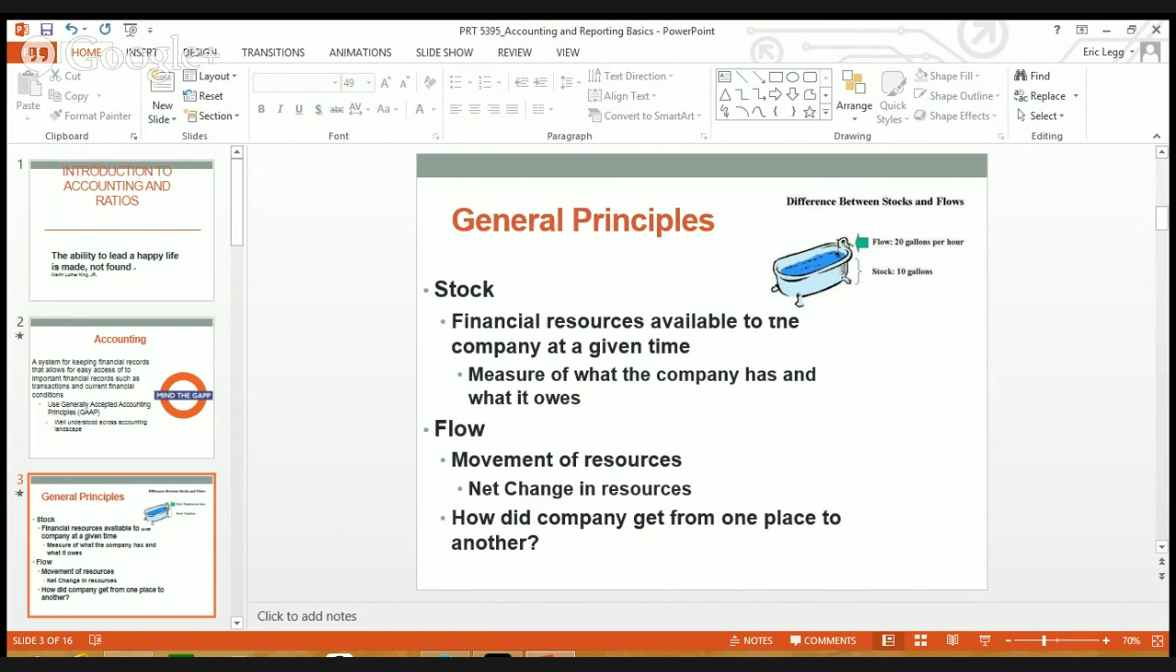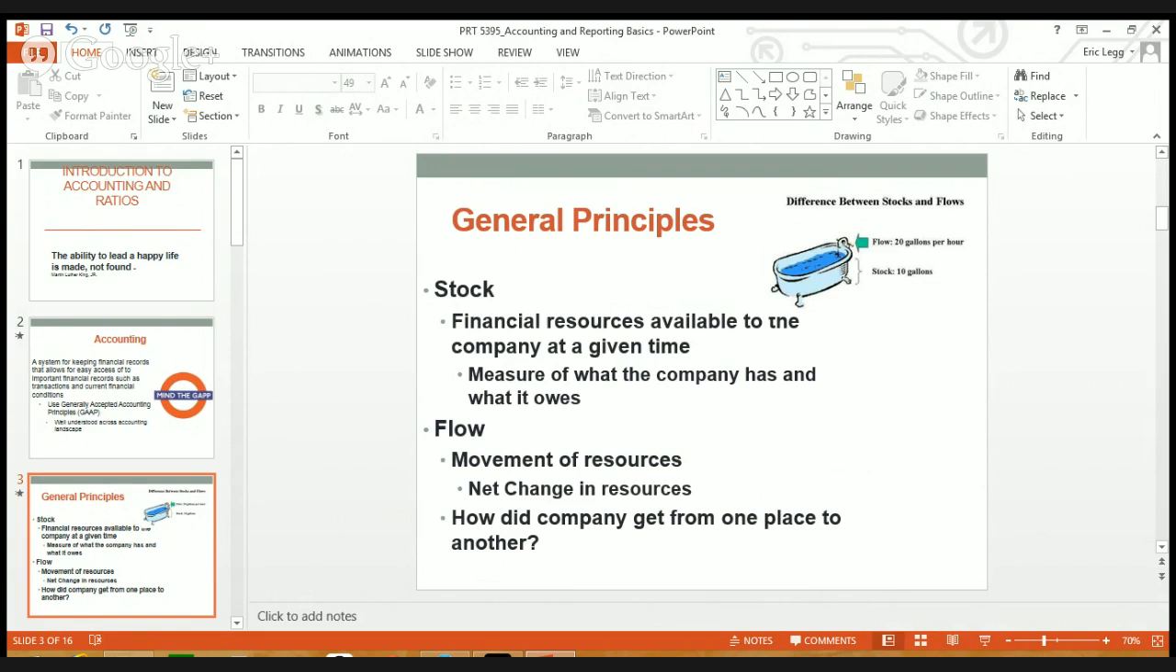So two terms to get us started, and these are stock and flow. So stock is the financial resources available to a company at any given time. I like to think of stock as a snapshot. It is a picture. It's something I have in my pocket at this moment. I have today $20. I wish. That is stock or a snapshot. The other one is called flow. Over a period of time. So I might say in the last week I earned $20. This is a video. Stock is a snapshot.